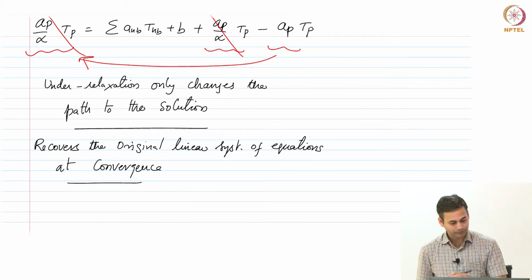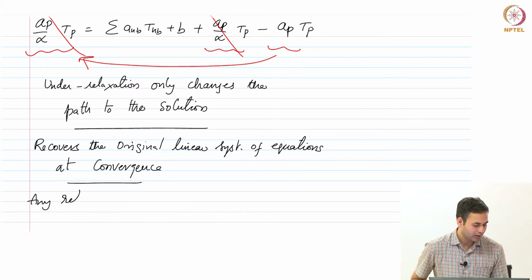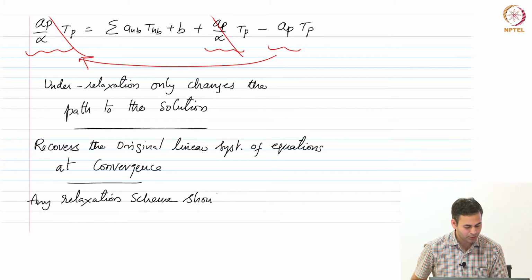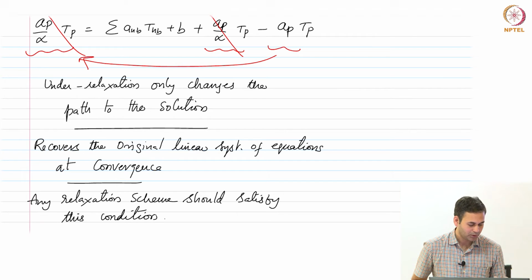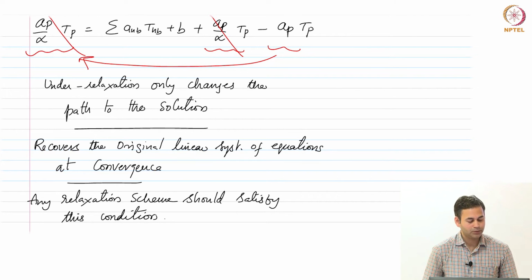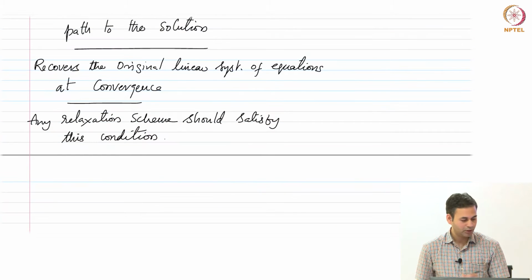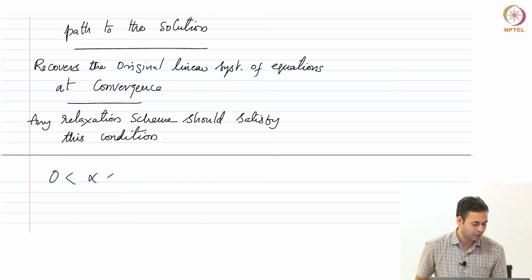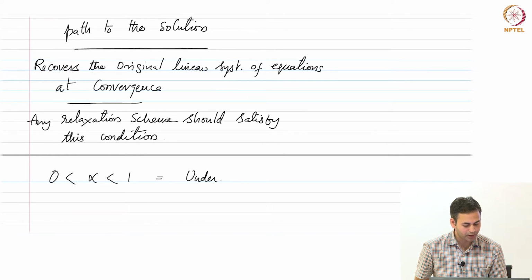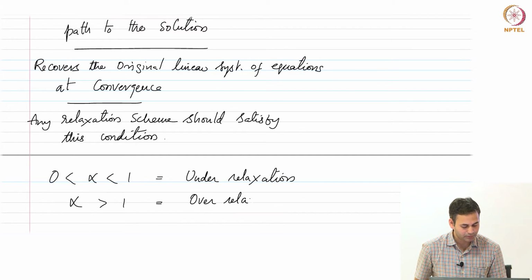So, that means any relaxation scheme should satisfy this condition. That is what we have. Now, if you choose alpha in the range of 0 to 1, then this is called under relaxation, and if you choose alpha greater than 1, that is called over relaxation.